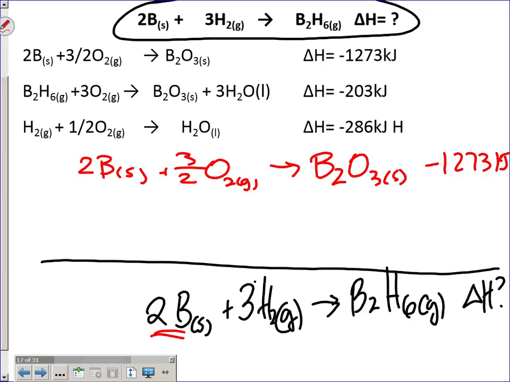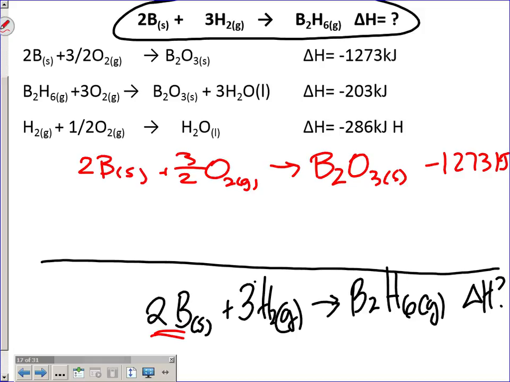So you can manipulate your equations by multiplying by coefficients, but if you multiply your coefficients, you have to multiply your delta H by the same thing. So I think probably we got here. We saw 2 borons, we got 2 borons. We know this is sticking with us. We know the oxygens cannot exist here anymore because they got to be gone. And we see this B2O3 can't stay with us. So what do you guys want to do next?